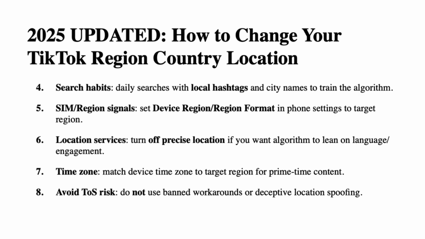4. Search habits. Do daily searches with local hashtags and city names to train the algorithm. 5. SIM region signals. Set device region format in phone settings to the target region.